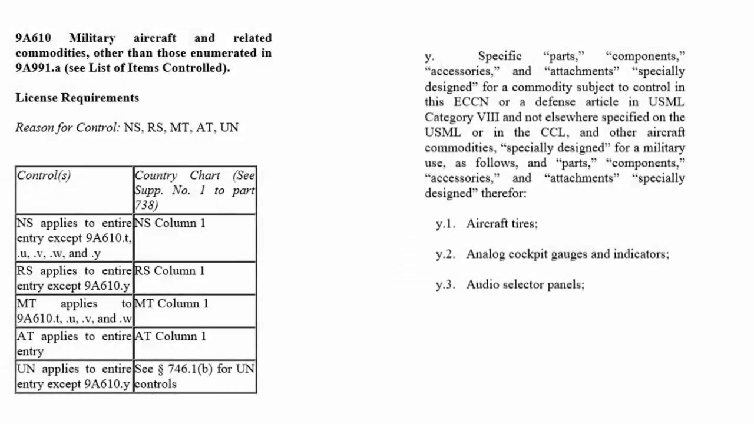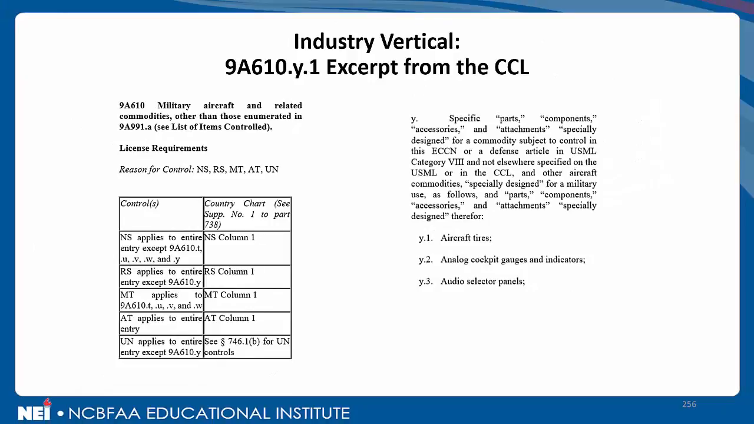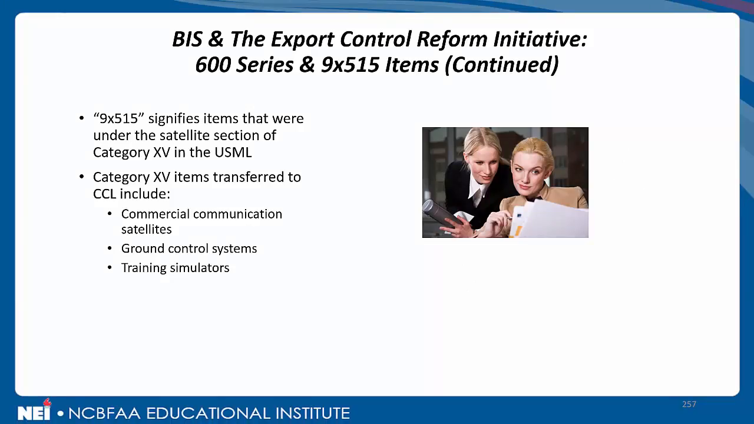This is a good classification and a good example of how an article moves from the USML and becomes an item on the CCL. So a nice example there. Let's move on and talk about 9X515 items.